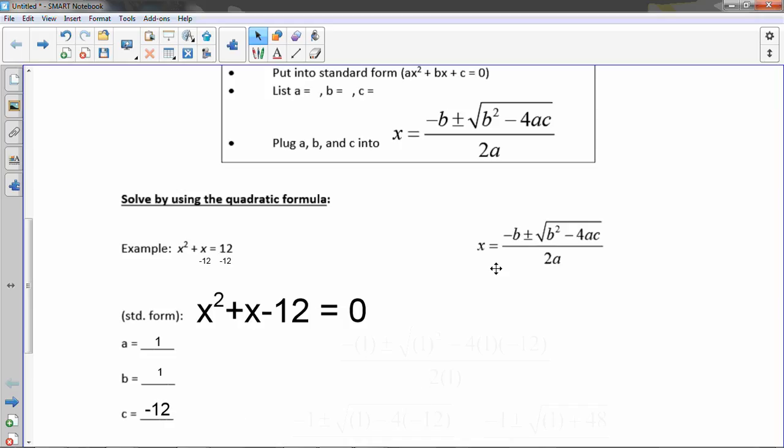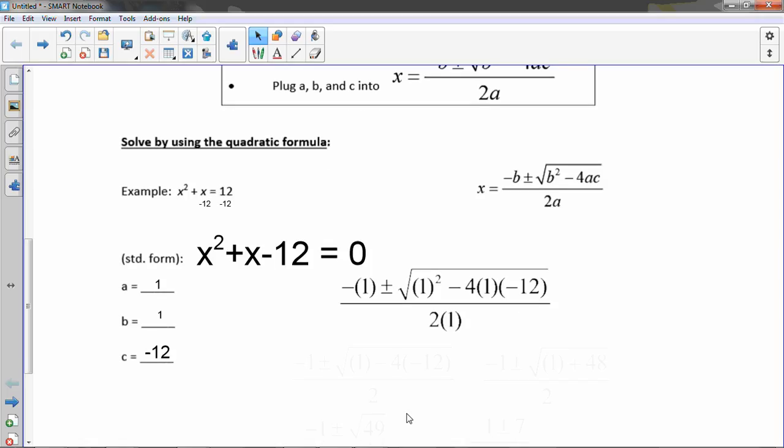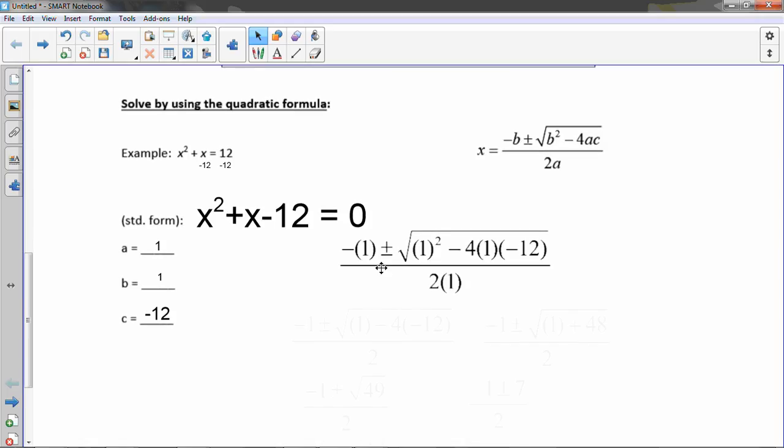Okay. And now I'm going to go ahead and plug it into this formula. So I go ahead and plug it all in. It looks like this. Make sure you are using parentheses. They are going to make a big deal in this whole thing. Okay. So we plug it in, and then I'm just going to go ahead and simplify. So this is just going to be negative 1. I'm going to square this, and I'm going to multiply the 4 times 1. So I now have 1 minus 4 times negative 12 all over 2, because I just multiplied it out.